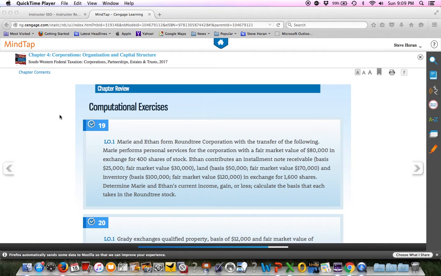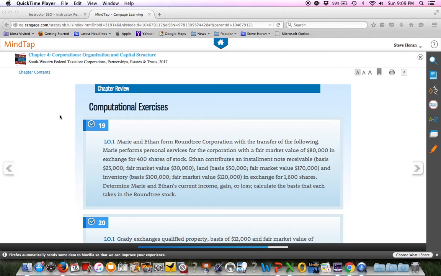Well, for chapter 4, I wanted to go over some problems with you, just the same type of thing we did in class the other night. So I'll just have our ebook open to the computational exercises, starting out with the first one, number 19. And you can see here what it says.